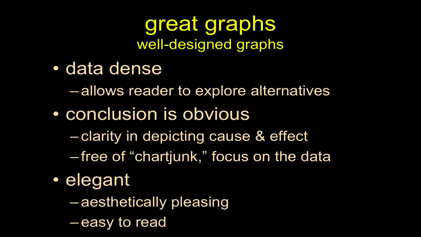Next, the conclusion from a well-designed graph is pretty obvious. This is going up, that's going down. The inflection point was here, stuff like that. Now, some of you will have correlational graphs, but a lot of you will have more dependent ones. Is this variable dependent on that? And if that's the case, the cause and effect should be quite clear. The relationship should be clear.